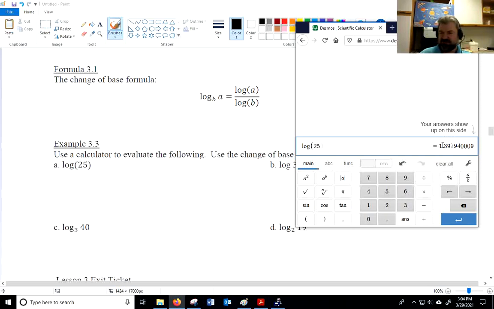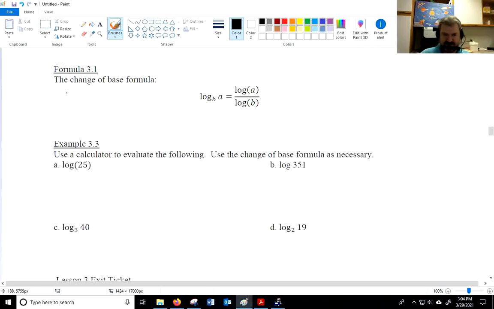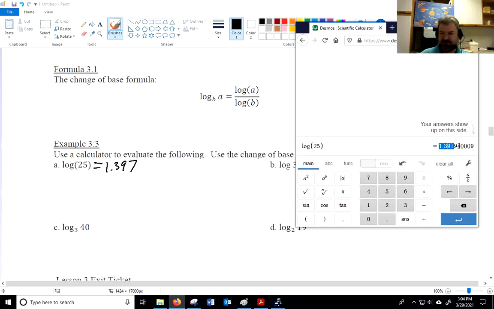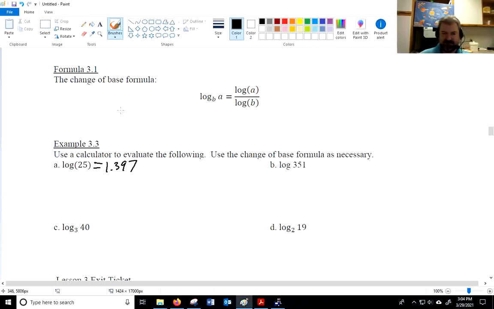And you can see that it's an irrational number, 1.397. 1.397 would be the log of 25 rounded to 3 decimal places. Oh, actually, I should call it 1.398, shouldn't I? So that last digit made it round up. Okay, let's do the next one.